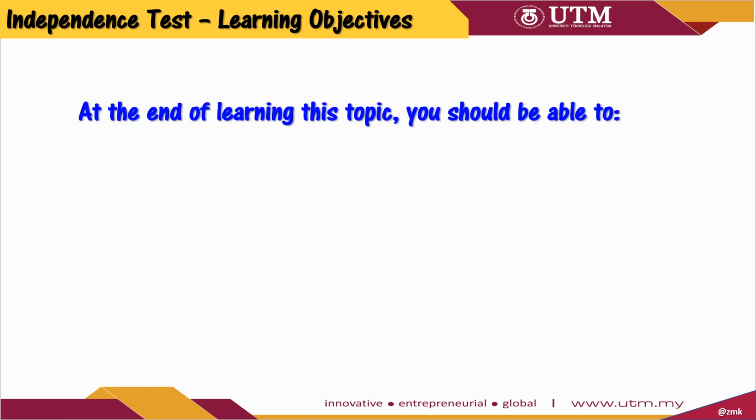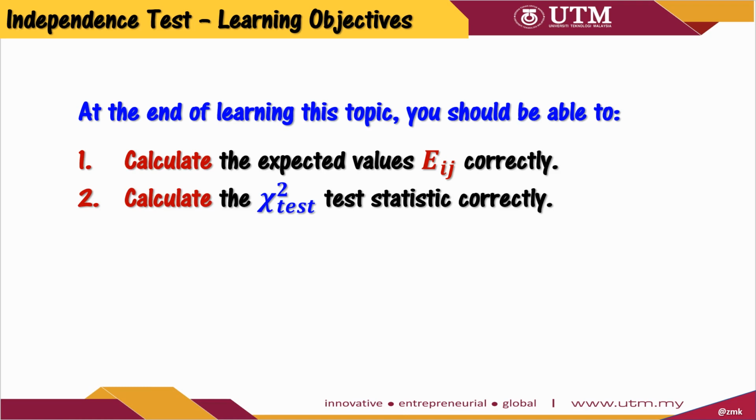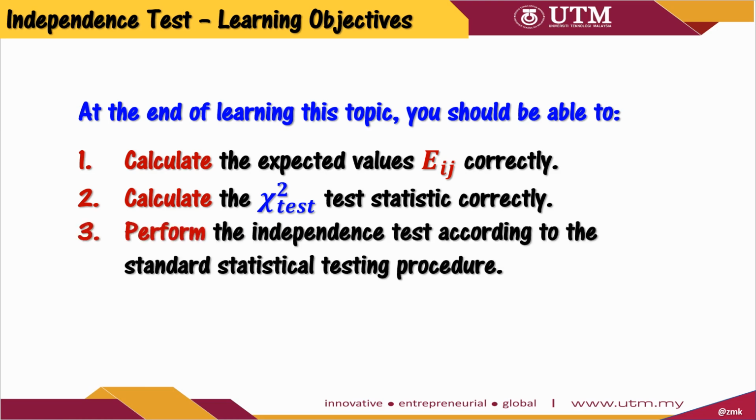At the end of learning this topic, you should be able to calculate the expected values denoted by Eij in an independence test. You should also be able to calculate the chi-squared test statistic value using the correct chi-squared formula specific for independence test. And finally, you should also be able to perform the independence test according to the standard statistical testing procedure.